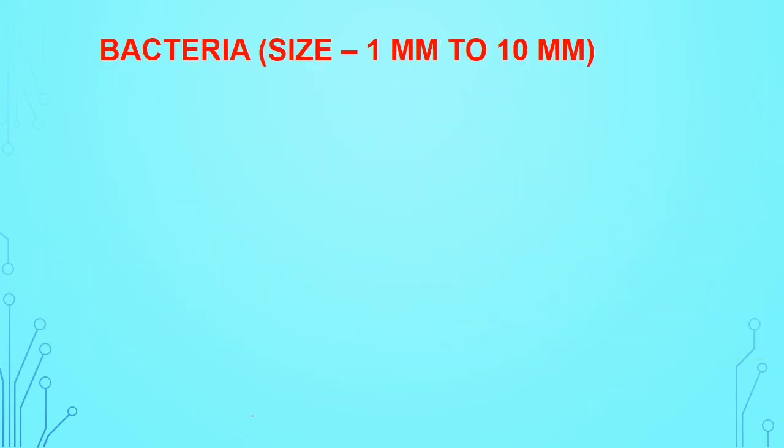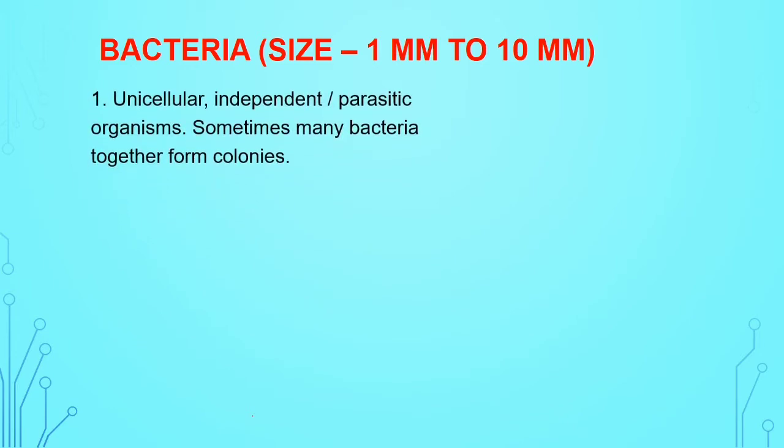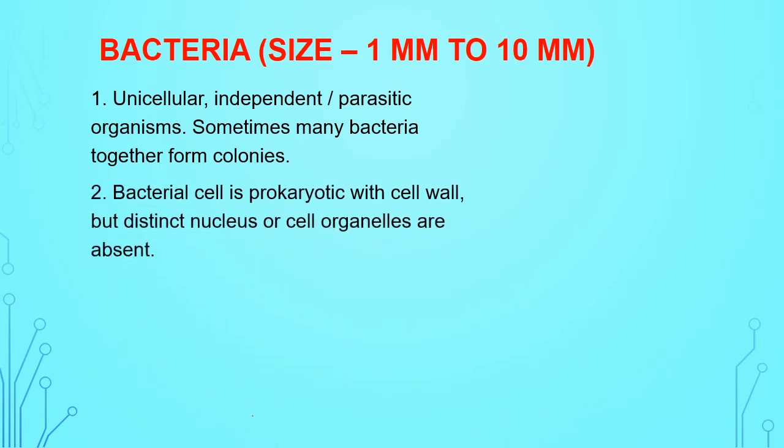Let's understand bacteria. The size of bacteria is 1 micrometer to 10 micrometer. And the characteristics of bacteria are, first, bacteria are unicellular, independent, parasitic organisms. Sometimes many bacteria together form colonies. Bacterial cells are prokaryotic with a cell wall, but a distinct nucleus or cell organelles are absent.